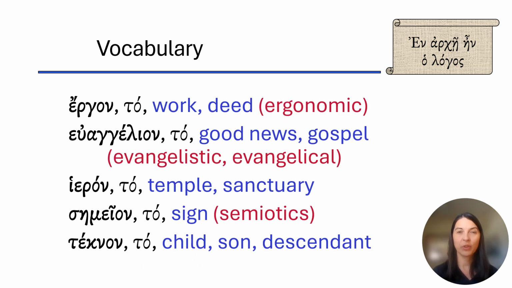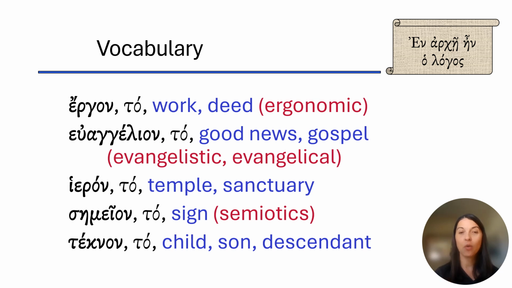In this section of vocabulary, you're going to notice that there is a different article. These are all neuter vocabulary words. So this is a neuter word with the ta. So when you are memorizing your vocabulary, make sure that you memorize the article along with it because the article never lies. It tells you what gender this word is. So ta ergon means work, deed, the word ergonomic. Ta evangelion. This means good news, gospel, and is where we get evangelistic, evangelical. Ta hieron, the sanctuary or temple.